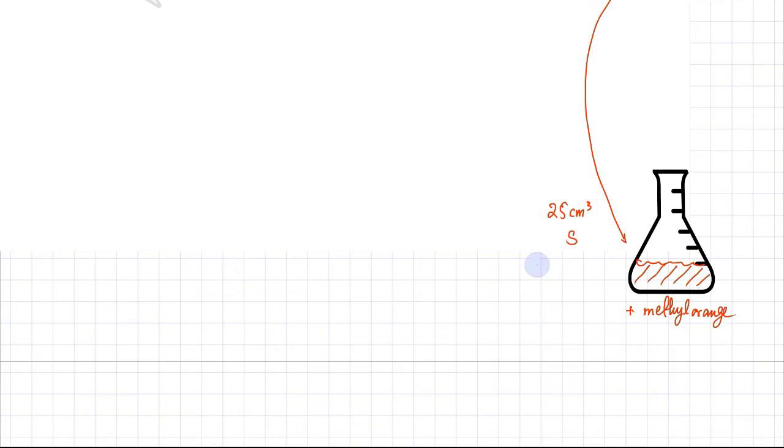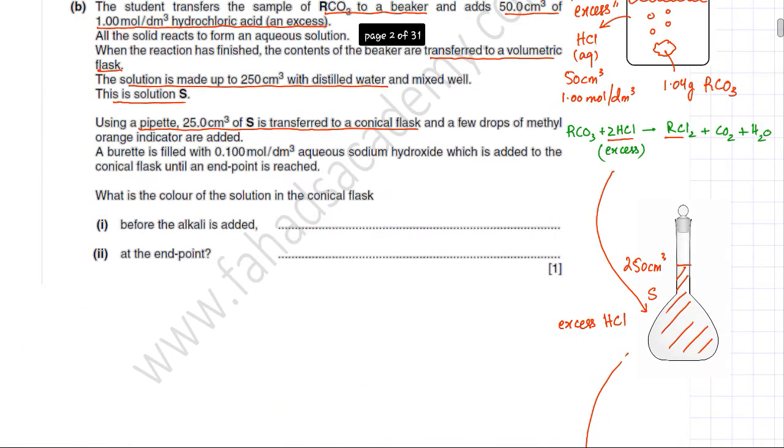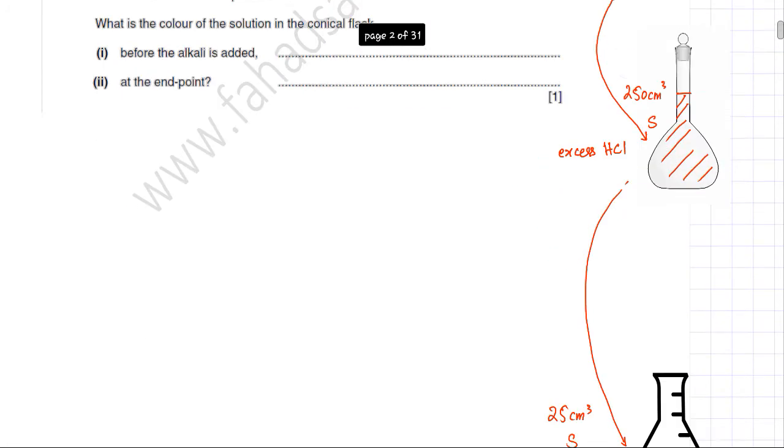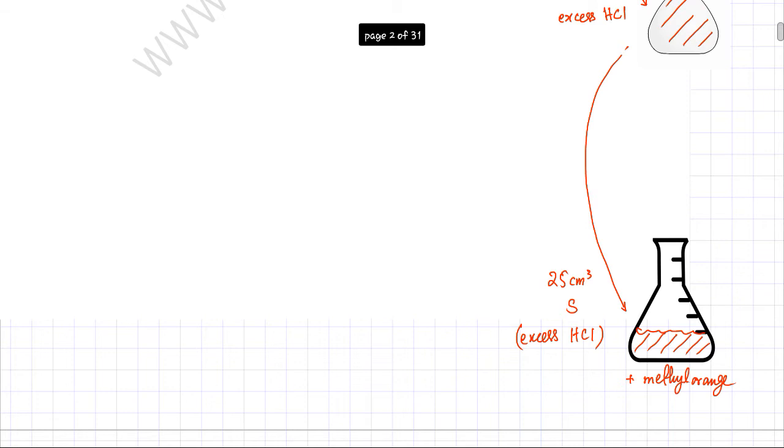Remember that S contained the excess HCl. It had the leftover HCl in it. So remember what S was. S was the leftover of the first reaction. Whatever was left in this first reaction, you're adding excess HCl, so some of the HCl was left behind. You transfer that into this volumetric flask and make a 250 cm3 solution by adding distilled water, and that was called S. And then this S was transferred to this conical flask over here, so it still contains that HCl, with a few drops of methyl orange added.